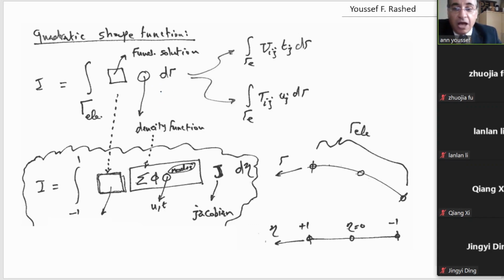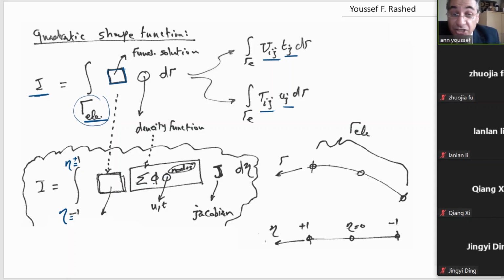Now we have our fundamental solution, our integral equation. Our integral is the integral over the element of the fundamental solution times the density function. This could be u times t, or it could be t times u. So we want to change it. Instead of the integral over the element, it will be the integral from eta equal minus 1 to eta equal plus 1, as I said now. The fundamental solution here will remain the same.